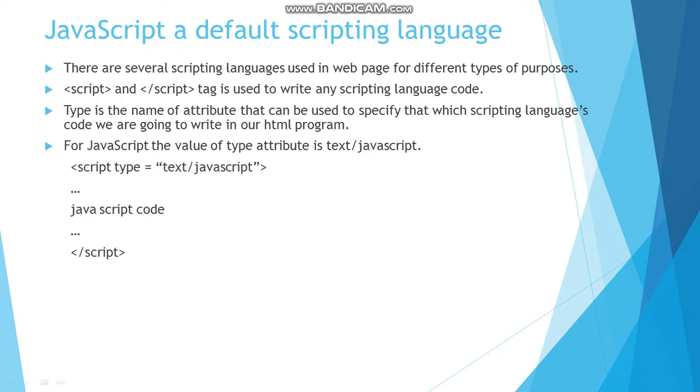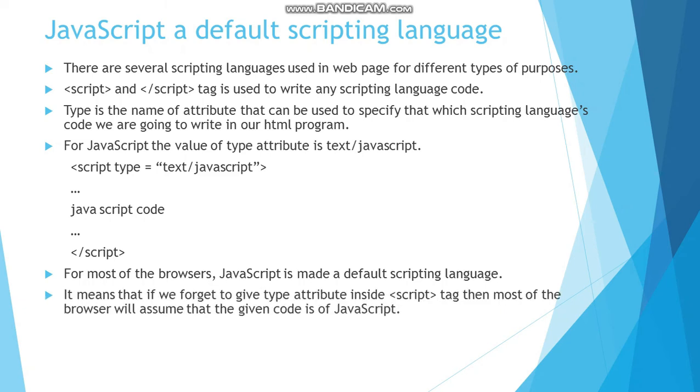So the statement can be written like this: script, inside script we have used the type attribute. So type is equal to, inside double inverted commas, text/javascript, double inverted comma over. So this way we can specify that we are going to use JavaScript code inside the script and /script tag. But remember, for most of the browsers nowadays, JavaScript is made the default scripting language. It means that if we forget to give the type attribute inside the script tag, then most of the browsers will assume that the given code is JavaScript code.